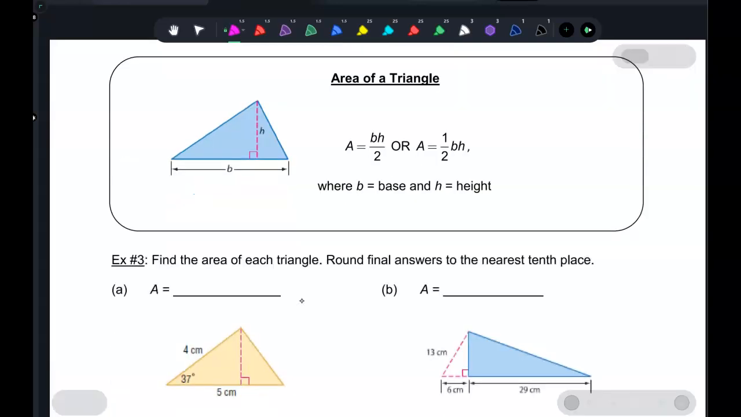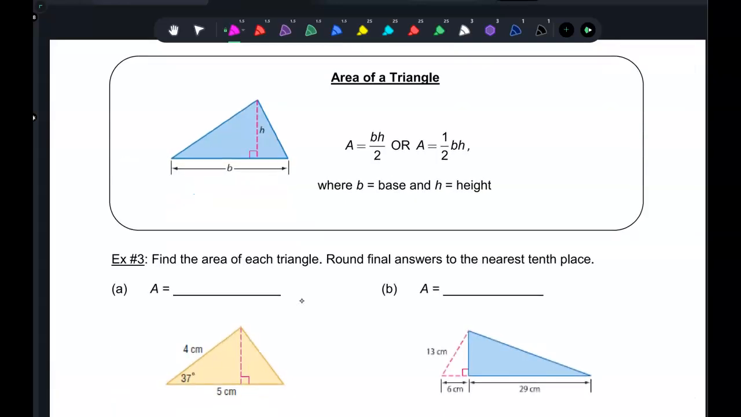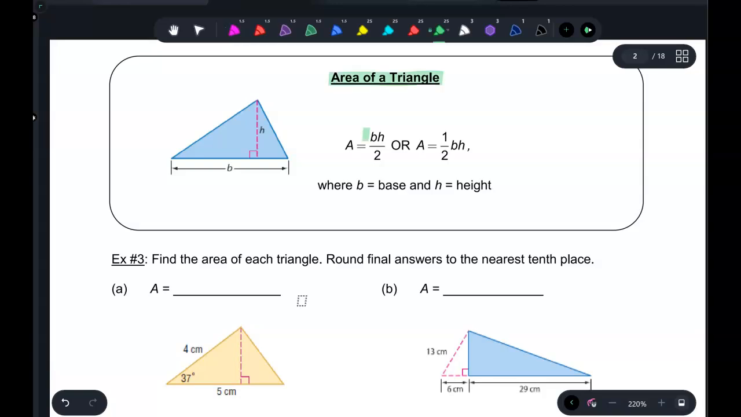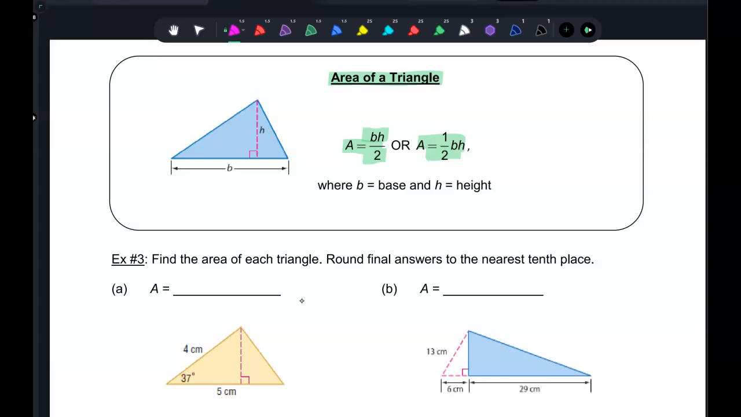Okay. The next formula should look familiar. Area of a triangle, right? Base times height divided by 2, or 1/2 base times height. Again, we always have a right angle.